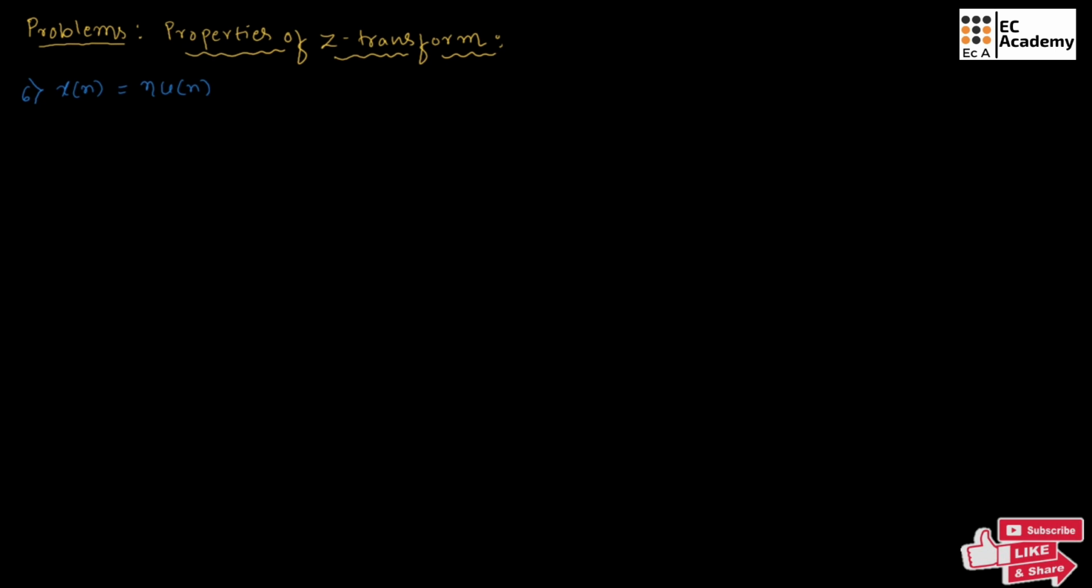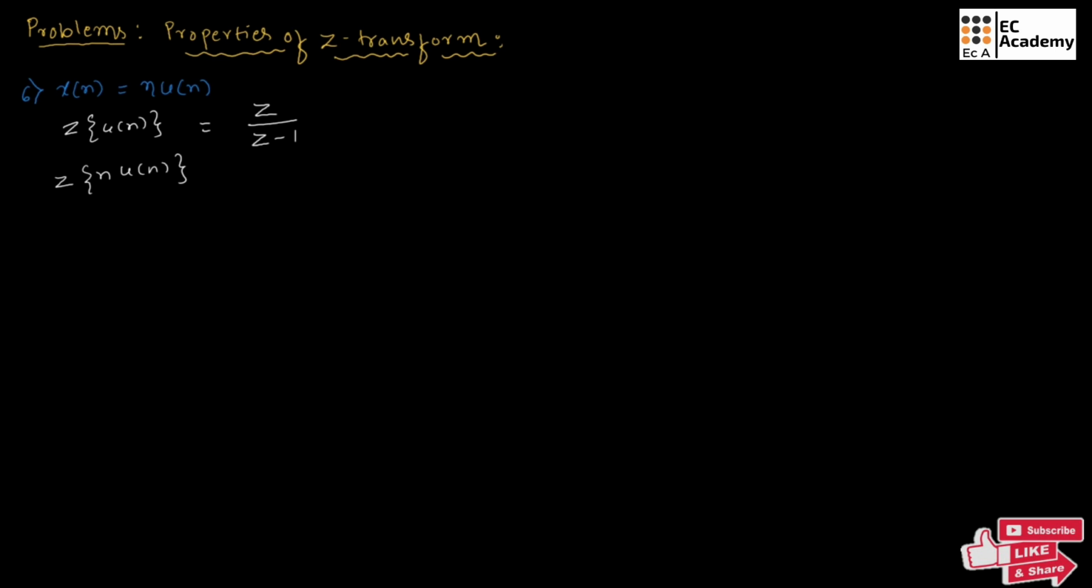Let us take the next problem where x of n is given as n into u of n. First we need to find Z transform of u of n. Then we need to find Z transform of n into u of n. So Z transform of u of n, we know it is z divided by z minus 1.